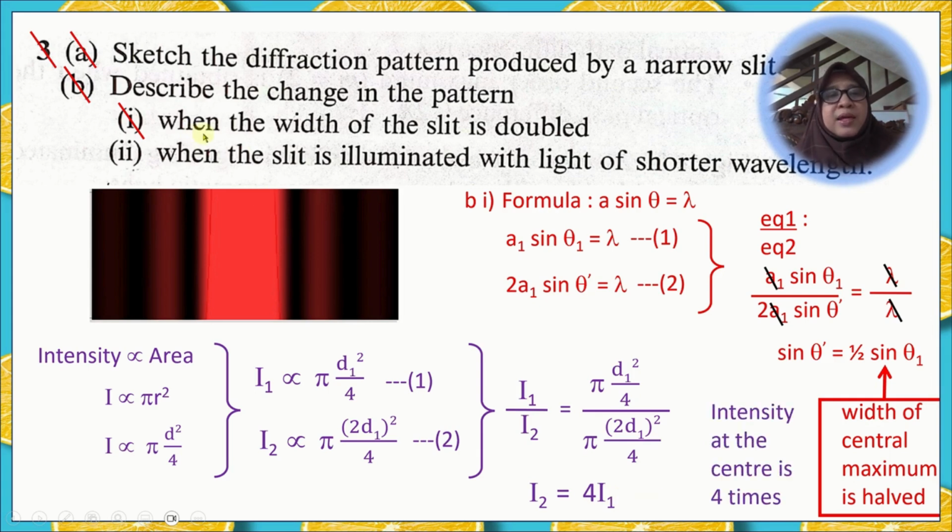So what happened when the width of the slit is doubled? The intensity at the center becomes 4 times. I2 equals 4I1. So this is what happened to the pattern when the width of the slit is doubled. Okay, next we go to the second part.